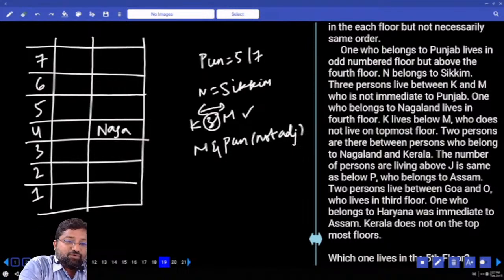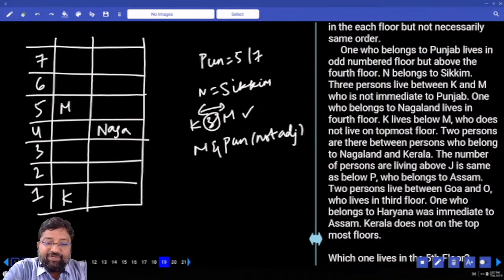So I'm not supposed to go for M in the place of 6. I have to go for M in the place of 5. This is K. Still we do have a possibility for Punjab. Punjab can be in the 7th floor and Punjab can be in the 5th floor, because he said M and Punjab are not immediate. But he didn't say that M is not equal to Punjab. Did he say M is not equal to Punjab? No. If you miss this point, it becomes hard for you to get the answer.